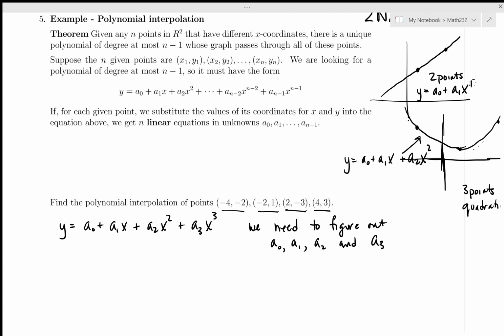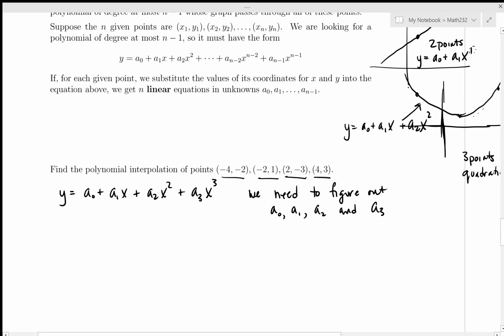So we use each point to set up a linear equation. We set up four linear equations, and then we solve those linear equations to find a0, a1, a2, and a3. This equation has to be true for each one of these points. That's what it means for these points to be on that curve. So I simply write that out.